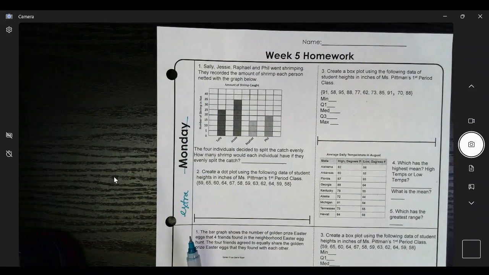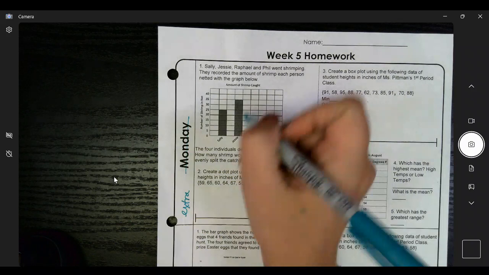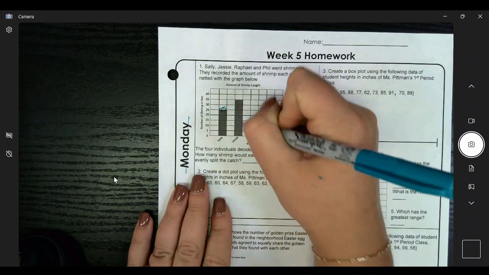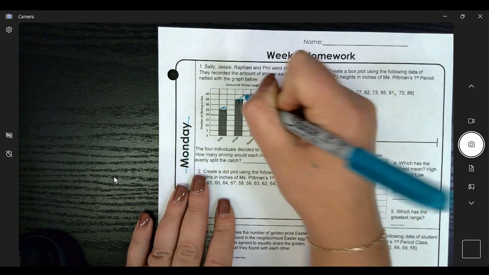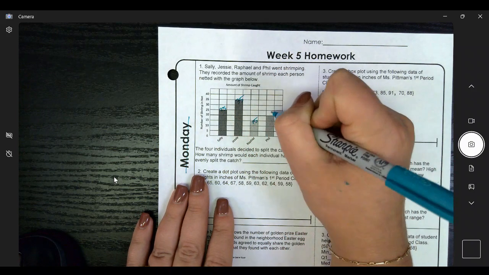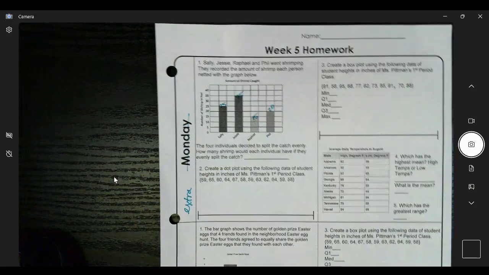We want to be able to see how many total eggs do I have, and then we want to be able to split it up. So to figure out our total, what we have to do is add them together. So right here, you have 25, you have 35, you have 15, and you have 20. And you're going to add those together, and you're going to get a sum.